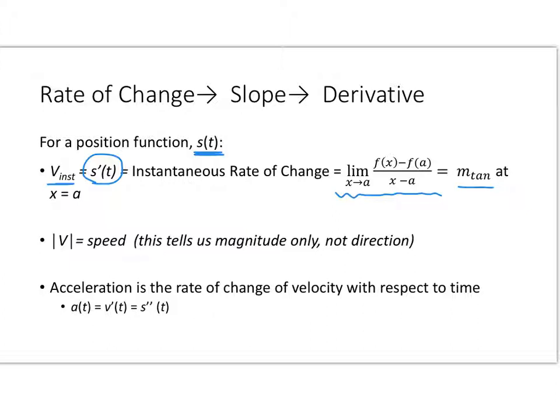So our velocity has a direction and an amount, like it tells me the speed and the direction I'm going. If I look at the absolute value of velocity, I get speed. It only tells me my magnitude, not the direction. For instance, if I have a negative velocity, it means I'm going down. If I have a positive velocity, it means I'm moving up. And acceleration is the rate of change of velocity with respect to time. So acceleration is the derivative of velocity, or we could say acceleration is the second derivative of the position function.